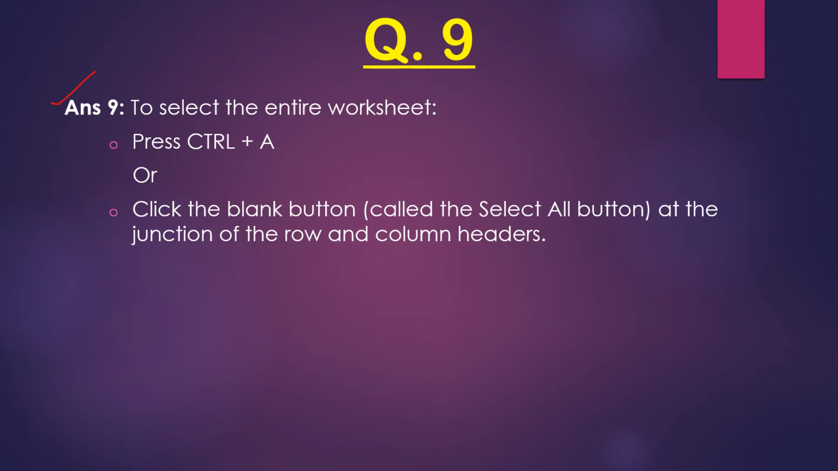Here is answer 9. Here we are asked about the two ways to select the entire worksheet, and I think the answer would be more presentable in the bullet point form. That is why I have used the bullet point form.